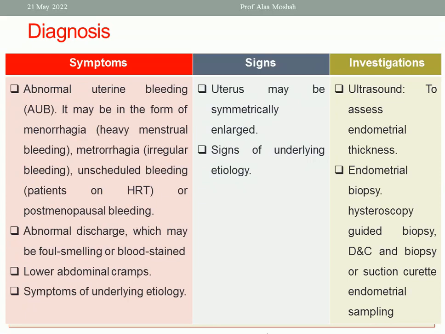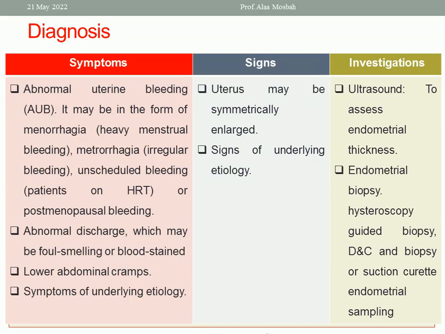What about the signs? The uterus may be symmetrically enlarged. There may be signs of underlying etiology. There may be a pelvic mass like an estrogen-secreting ovarian tumor, like granulosa cell tumor, which may be the cause of endometrial hyperplasia.